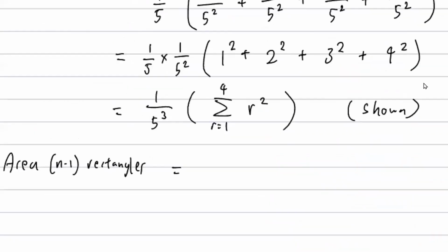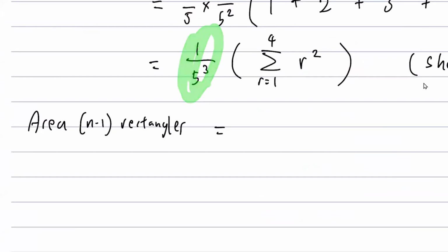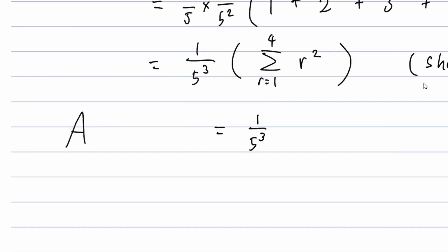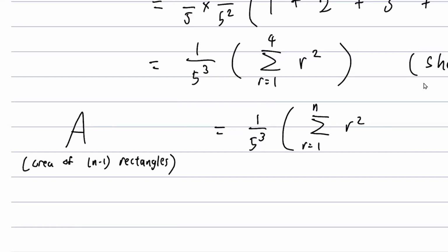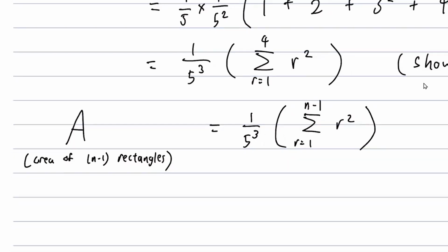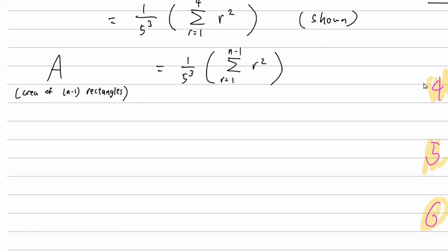So that means that in general, the 1 over 5 cube will still remain. Oh, maybe this notation is bad. I should just label this as A. This is A equals the area of n minus 1 rectangles, equals 1 over 5 cube multiplied by summation of r square, r equals 1 to n minus 1. The question is asking you to find A, which is the area of n minus 1 rectangles. Then in that case, you've got the formula already. What do you do next?